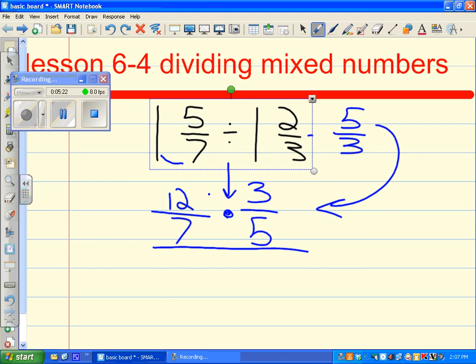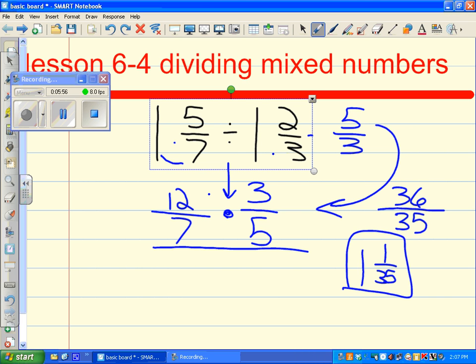12 times 3 gives me 36, and 7 times 5 gives me 35, which ends up becoming 1 and 1/35. Because if I look at my estimate here, 1 and 5/7 is almost 2, not quite 2, and 1 and 2/3 is still pretty close to 2, but not quite 2. So it makes sense that these are really close to each other. In fact, they're only 1/35 apart. So that is how we do those problems.